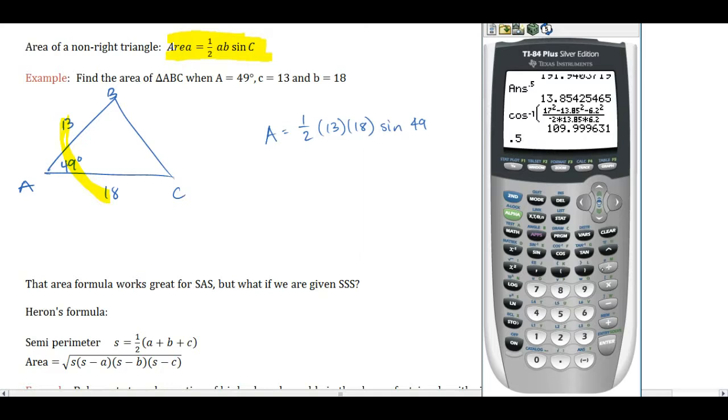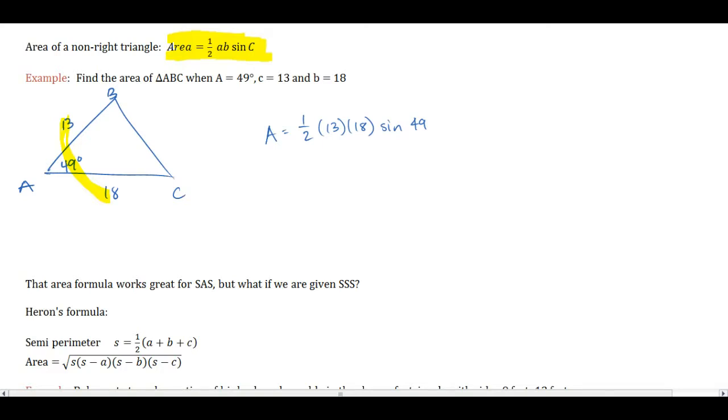0.5 times 13 times 18 sine of 49. And if I hit enter, the area is 88.3 units squared, whatever those units were that the sides were in. So area equals 88.3, and I'm just going to put units squared. I probably should have put units on this problem, but I didn't, so I'm sorry. And there you go. That will work for any side angle side triangle. So once you get side angle side using anything you need to, or if it's given to you, then boom, you got yourself the area.